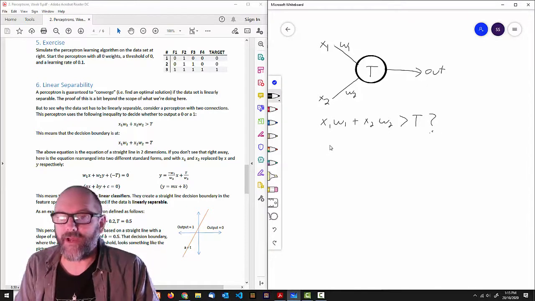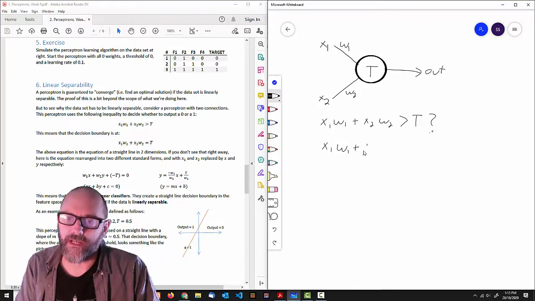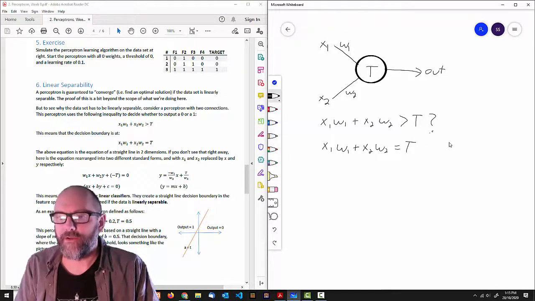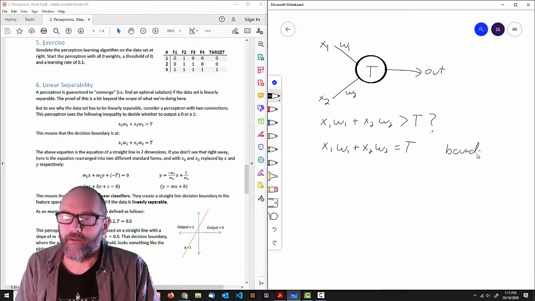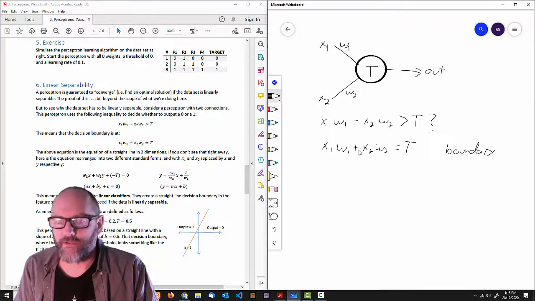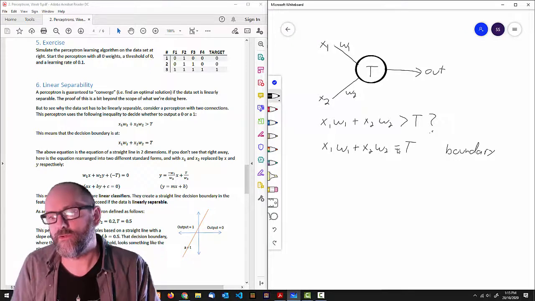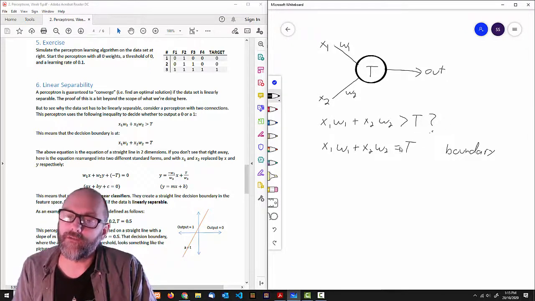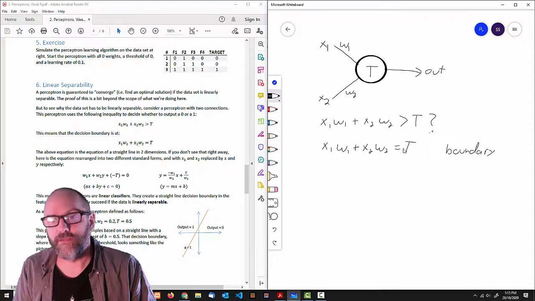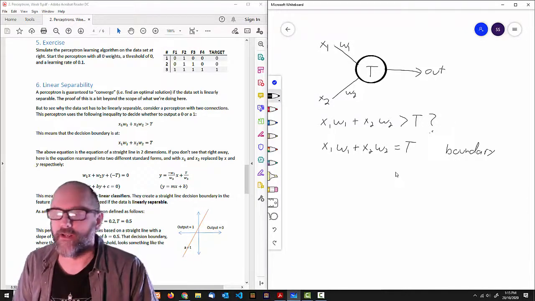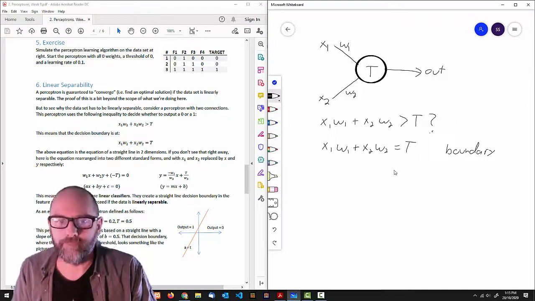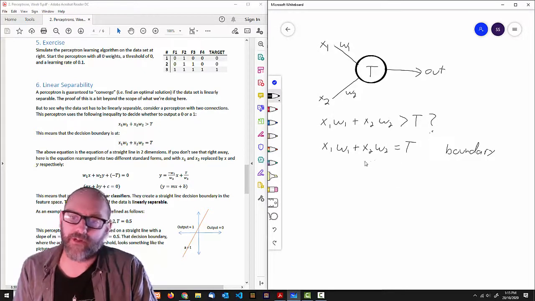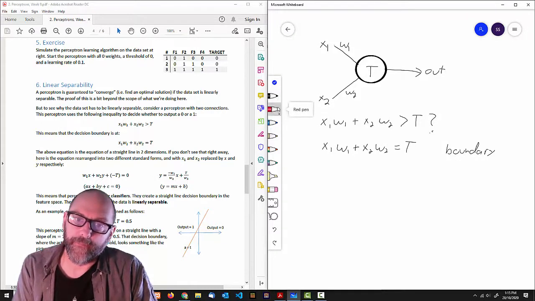So if you think about the boundary of that, you can think about it this way: x1 times w1 plus x2 times w2 equals the threshold. That's the boundary. Okay? So if x1 times weight 1 plus x2 times weight 2 are bigger than this, it's going to be a 1. If they're lower, it's going to be a 0. So this is the boundary line. This is the place where it could go either way, right here. And what I want you to recognize is that this is the equation of a straight line.